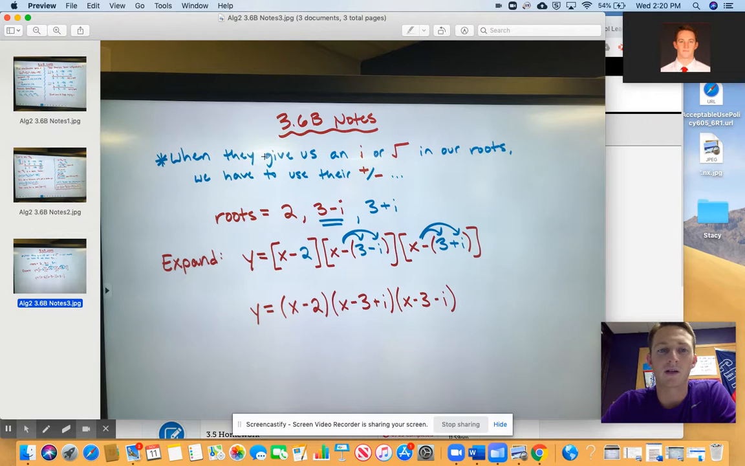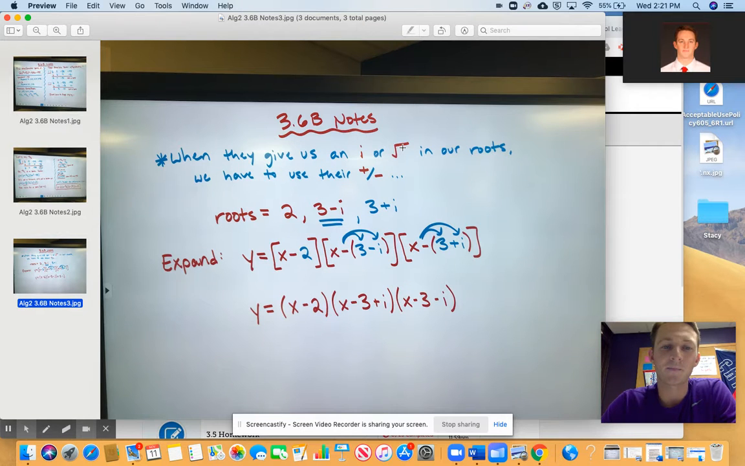When they give us an i or a square root in our given roots, we need to include their positive and negative root as well. So for example, they're going to give us the roots 2 and 3 minus i. We can just use this 2, but then since we have an i right here, we have to also add the other root that they didn't list, 3 plus i. So we just have to switch that sign right in front of the i or right in front of the square root.